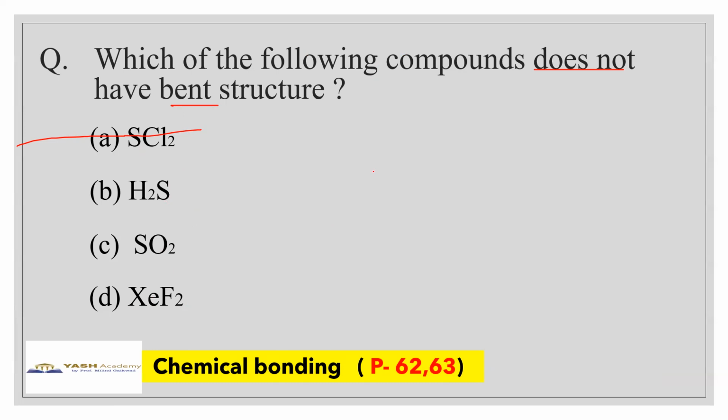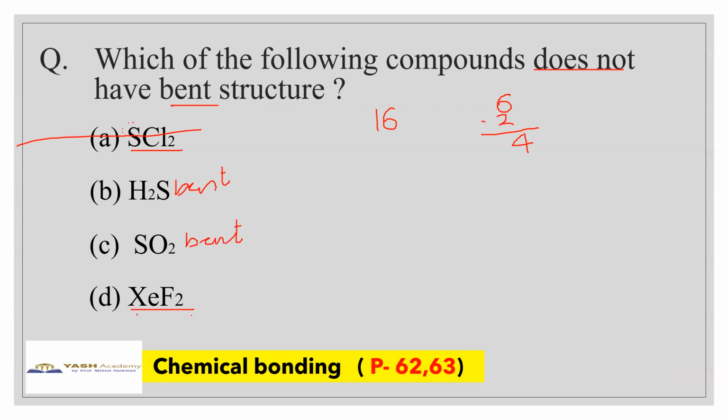Now if we consider SCl2, sulfur belongs to group 16, means there are 6 valence electrons, and out of 6 valence electrons, 2 electrons are used in the bond formation. So 4 electrons are left, means there are 2 lone pairs present on sulfur. Correct. So this has the bent structure. H2S also has a bent structure, and SO2 also has a bent or angular structure.